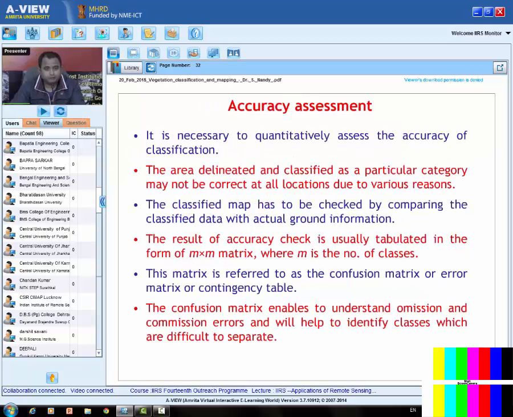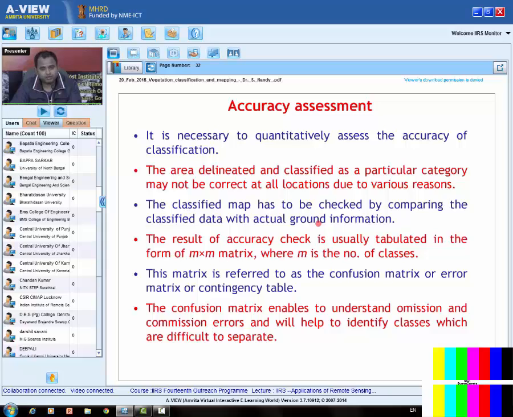Now, suppose I am doing visual interpretation or digital interpretation, I should quantitatively assess the accuracy of classification. This is essential. How accurate is my map? My map may not be correct in all places. So how do I do that? My classified map, which I have generated through either visual interpretation or supervised or unsupervised classification, should be field verified. The classified map has to be checked by comparing classified data with actual ground information. Like suppose I have classified this as sulfur.